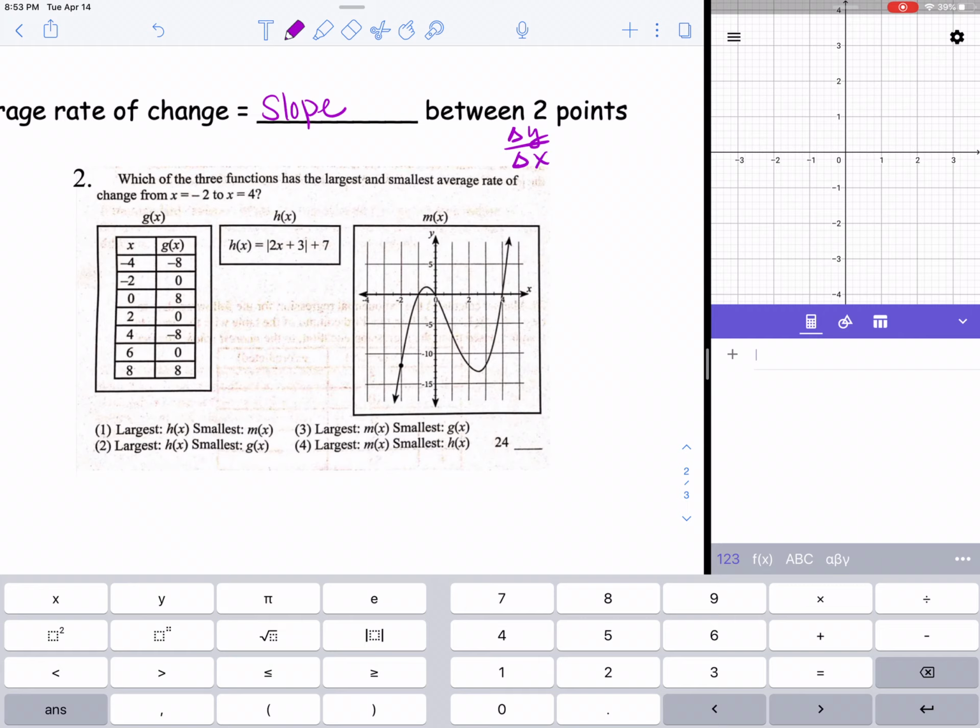So here they give us 3 different functions: the g of x function with a table, h of x function with an equation, m of x function with a graph. Which of the 3 functions has the largest and smallest average rate of change? And these are the 2 inputs, -2 and 4.